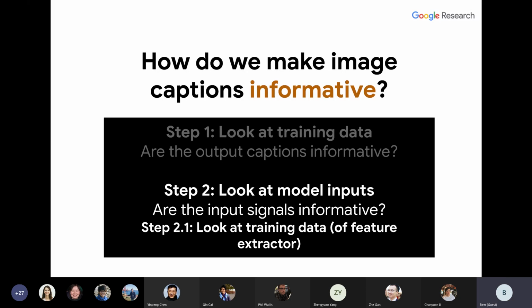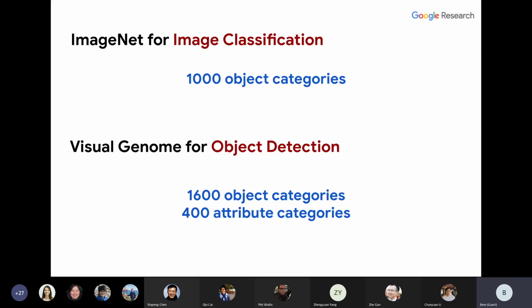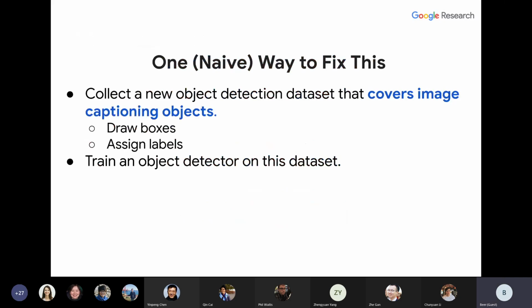So yeah, 100 object categories, exactly what you just said, right? The vocab size is kind of small, in image classification and object detection here. How do we fix this? Because we want to fix it from the data.